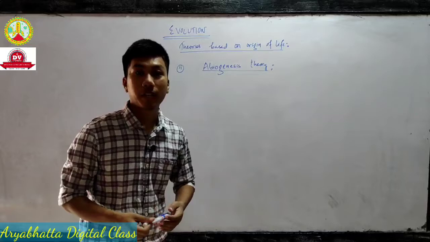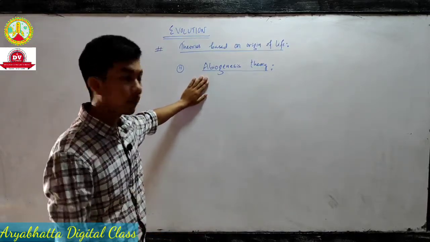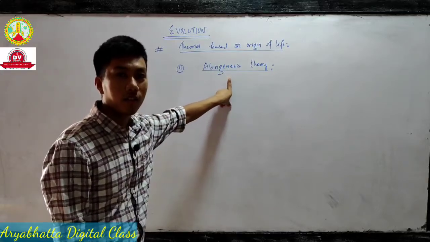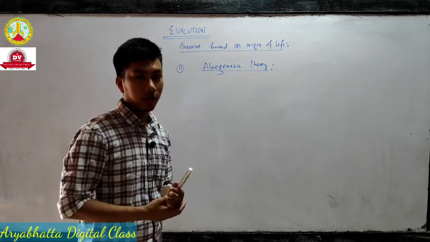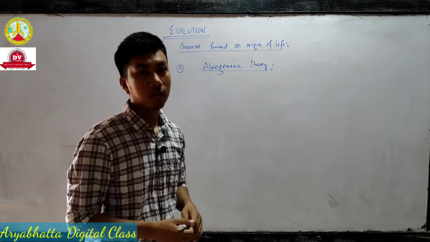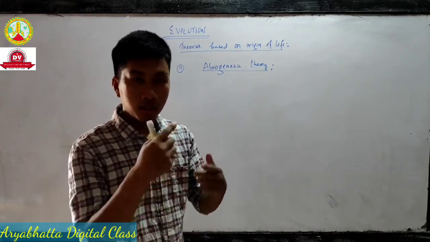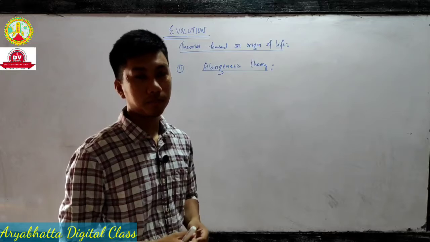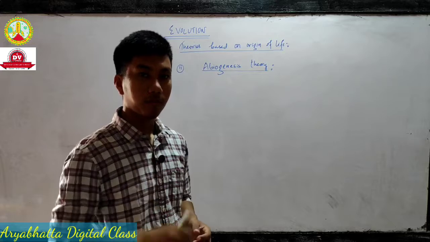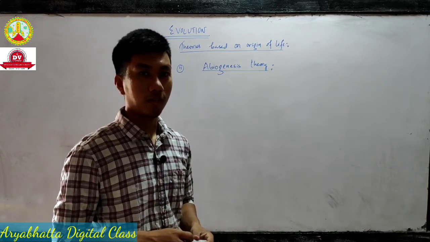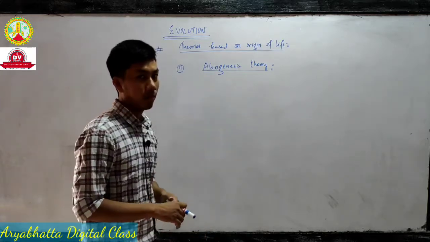The word tells its meaning. Abio means non-living. Genesis means formation. That means, according to abiogenesis theory, living organisms originated from non-living matter. That's why this theory is known as abiogenesis theory.